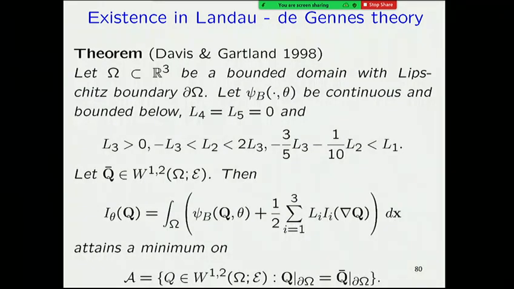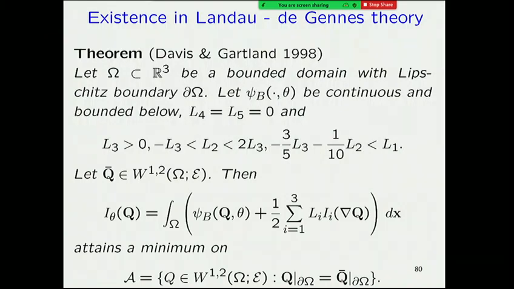Right, so that's where we were last time, and now I want to talk about existence in the Landau-de Gennes theory. So here's a theorem proved by Davis and Gartland. We suppose that omega is a bounded domain with Lipschitz boundary. We'll suppose that the bulk energy is continuous and bounded below, and that L4 and L5 are zero. L5 being zero means we're dealing with nematics, and L4 equals zero, we're dropping that term. And then there are some inequalities on L1, L2, and L3.